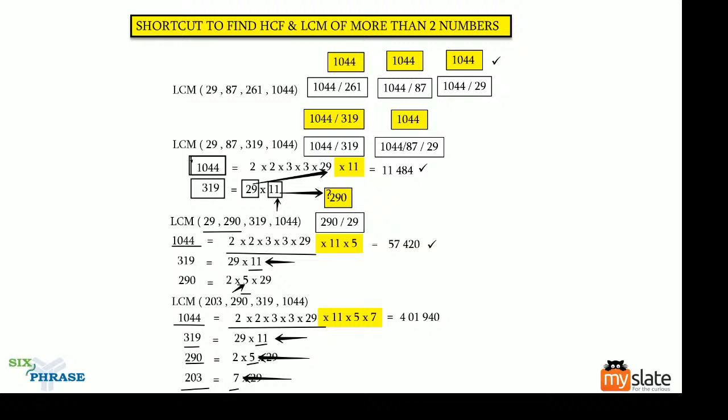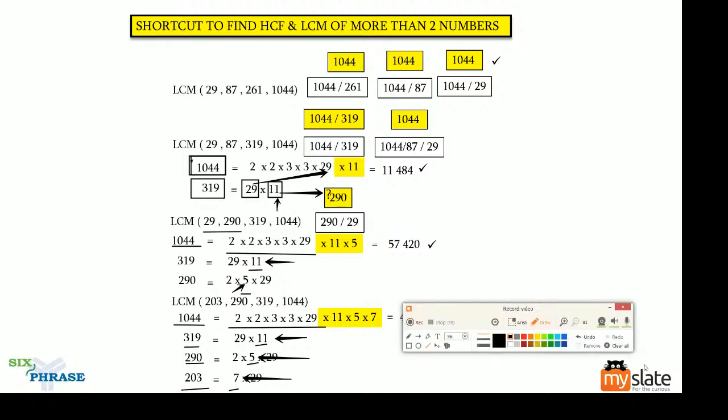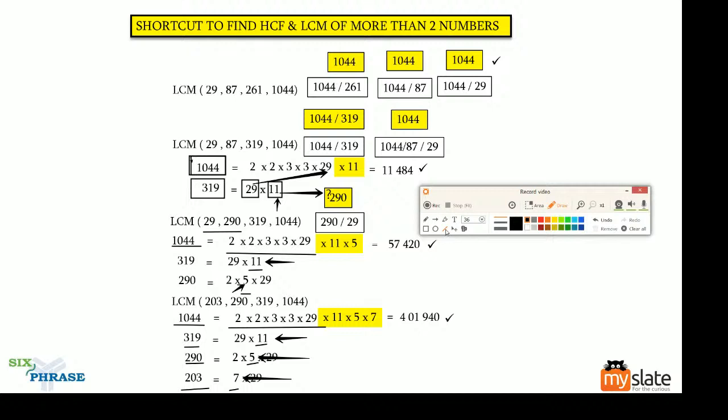Okay. Now, why do we say this is the LCM, guys? I'll just give you my final thoughts. This is the LCM because this is divisible by 319, 290 and 203. Correct? Why do we say 57420 is the LCM? Because this is divisible by all the three numbers, the rest of all the three numbers. And for that matter 1044 also.